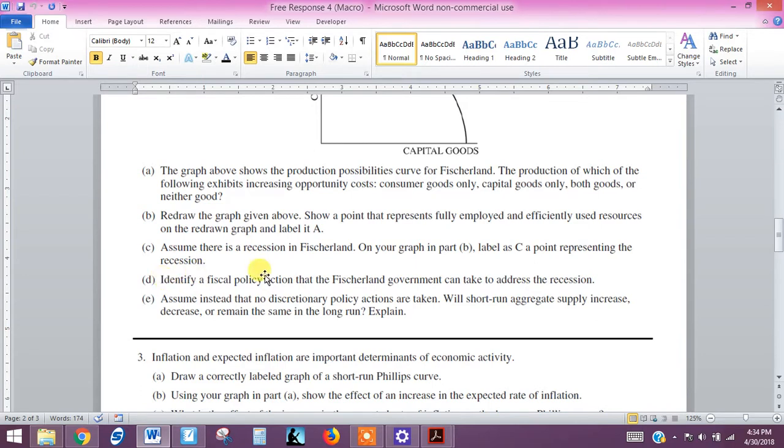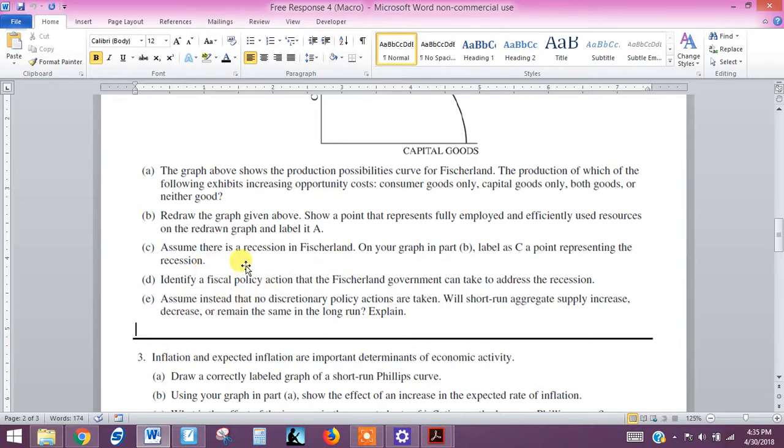Now, D, we need to identify a physical policy or action that the official and a government would take in order to address the recession. And that's going to be an expansionary policy. Typically, that's going to take an action that puts money into the money supply. So they would buy bonds. They would buy bonds, because when they buy bonds, the central bank is getting the bonds.